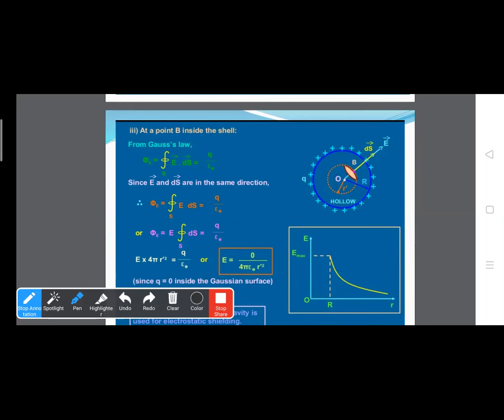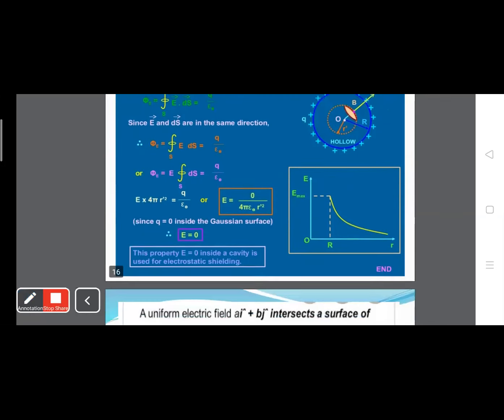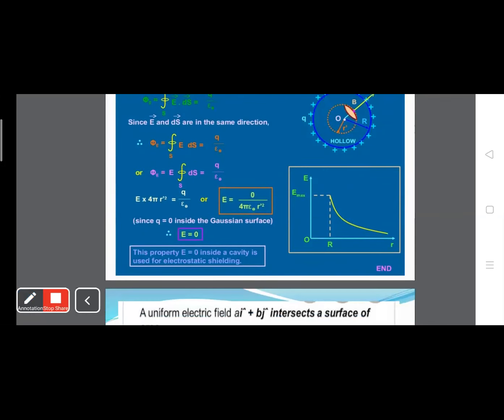So EDS equals Q upon epsilon naught. Phi E equals E surface integral dS equals Q upon epsilon naught. On solving this equation, E equals 0 upon 4 pi epsilon naught, which is 0, since on this surface there is no charge inside the spherical shell. So the electric field inside the spherical shell will be 0. This is the property: E equals 0 inside a cavity. It's used for electrostatic shielding.